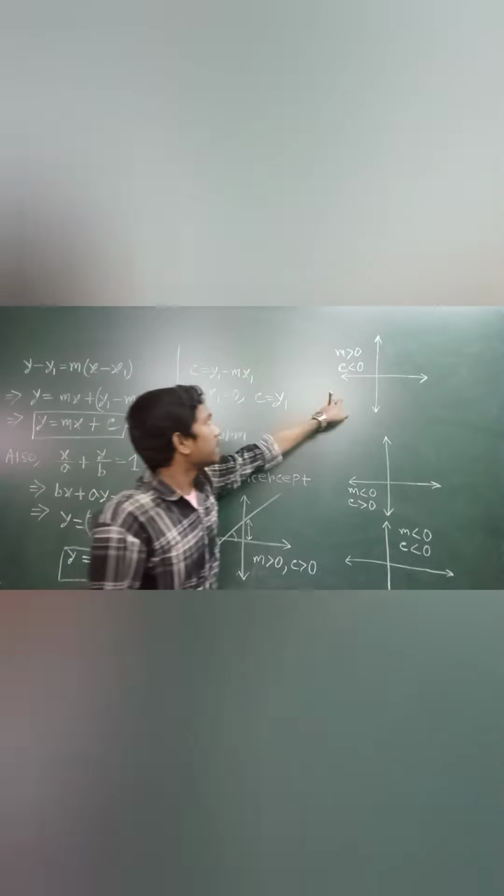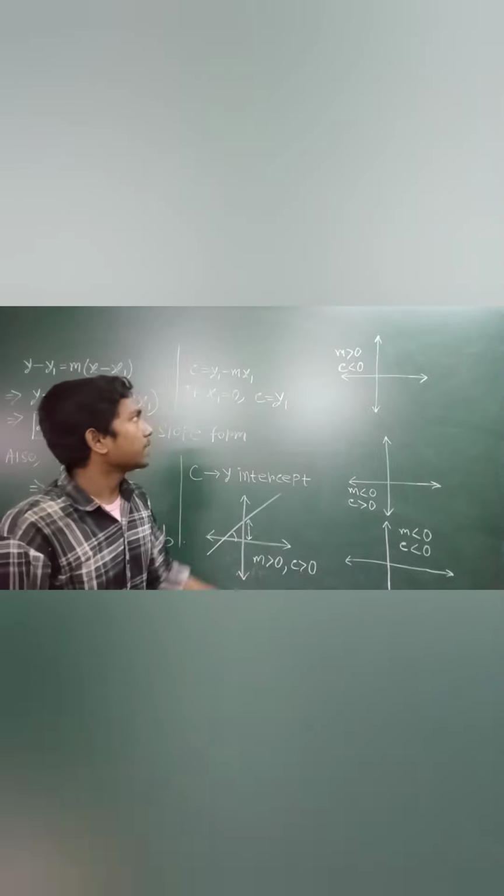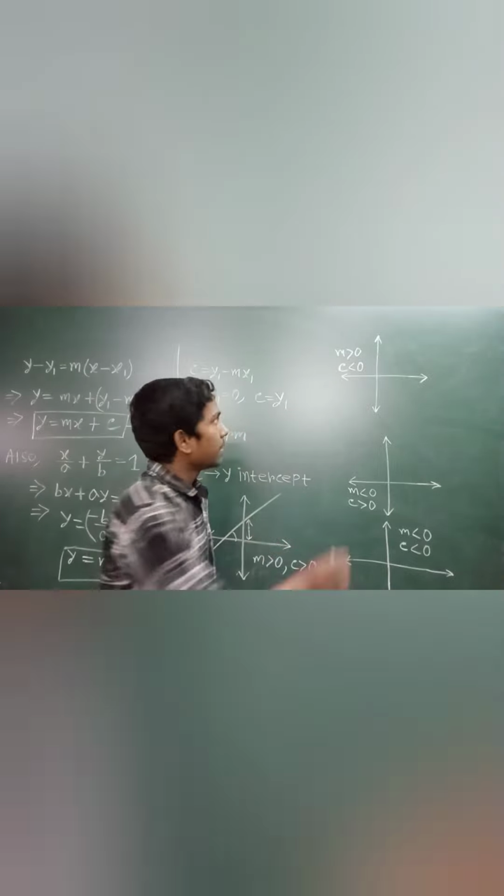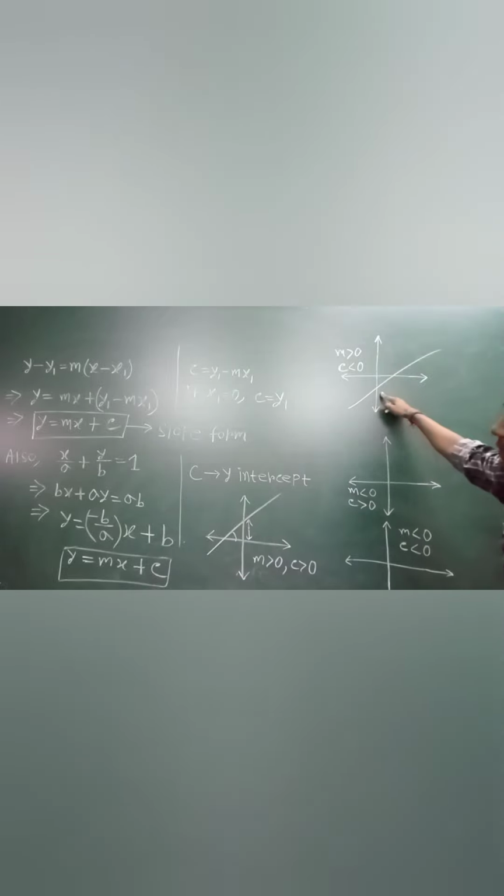Next, case 2 is m greater than 0 but c less than 0. So in that case, the angle will be an acute angle, but the straight line will pass like this. It will cut the y-axis below the origin. So c is negative, the y-intercept is negative. Case 3 is m less than 0 but c greater than 0. So m less than 0 means the angle theta will be an obtuse angle. And c greater than 0 means it will cut the y-axis above the origin. So the straight line will pass like this.